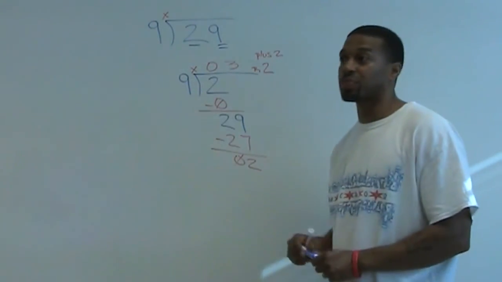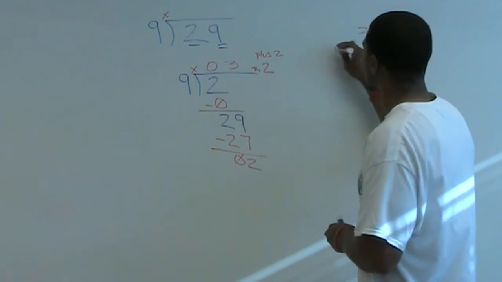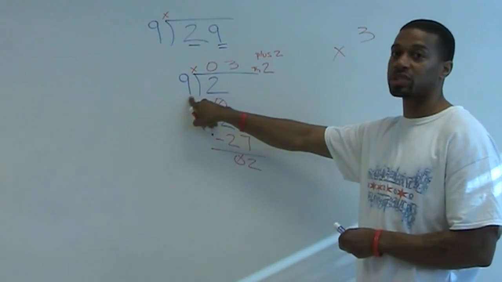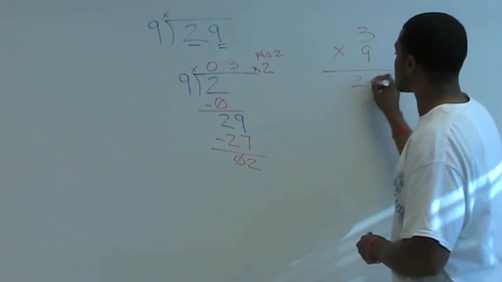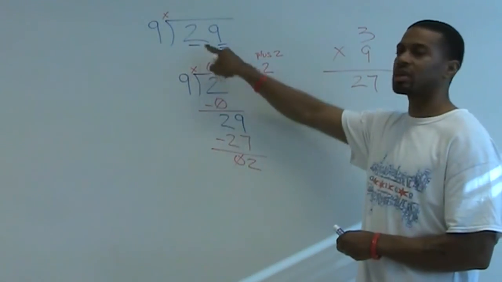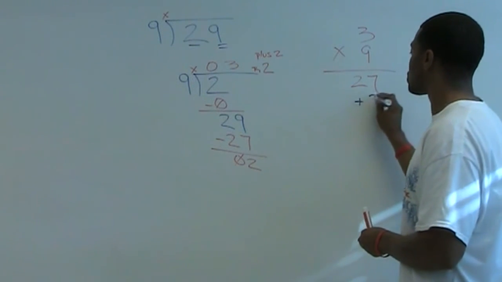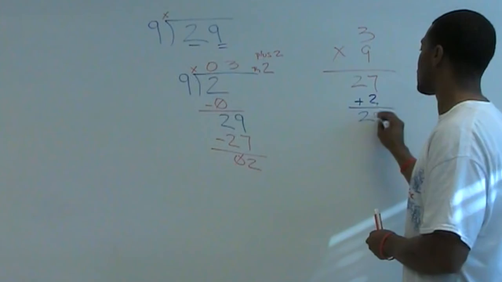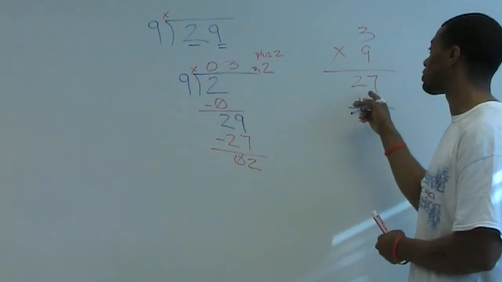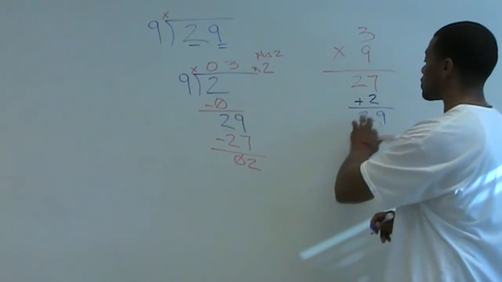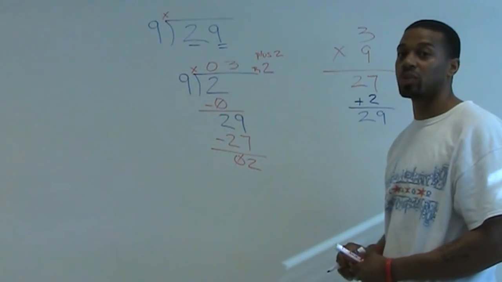So when we check a division problem, we multiply. So I'm going to take my quotient, which is 3, and I'm going to multiply by my divisor, which is 9. 9 times 3 is 27. But our dividend was 29. And this is where the plus 2 comes in. 27 plus 2 is 29. That 2 is my remainder. So 9 times 3 gives me 27. Once I add my remainder, which is 2, I get 29. So I know that 29 divided by 9 is 3 with a remainder 2.